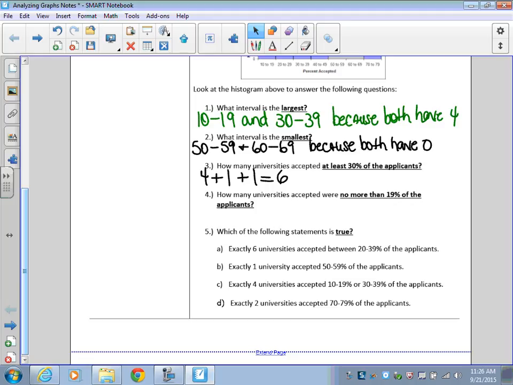Oh, I'm sorry, not the first one. It's going to be the last 3 bars. So that's going to be 30 to 39, 40 to 49, and 70 to 79. So write this down.